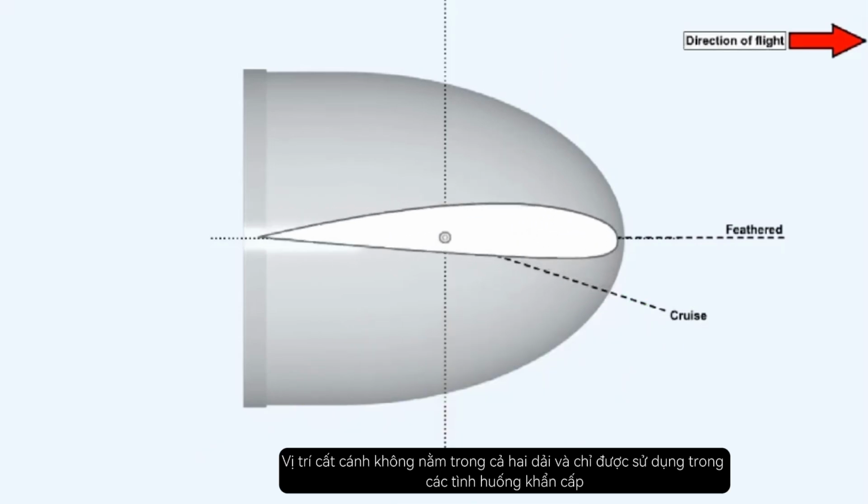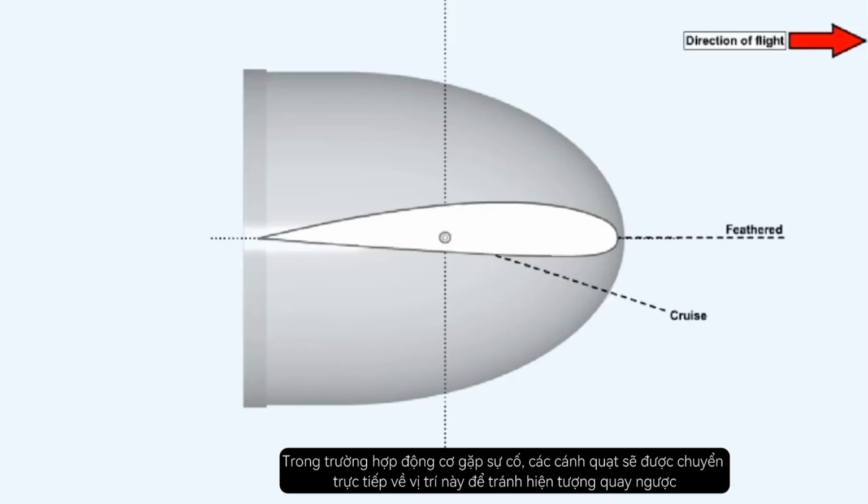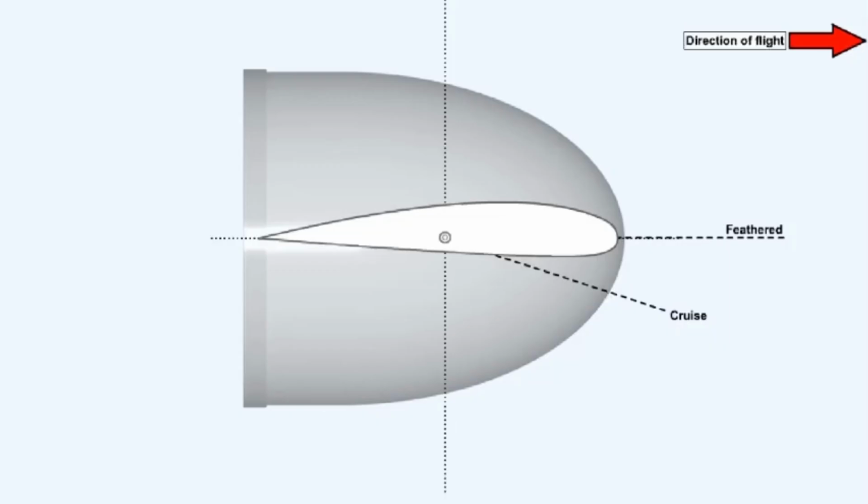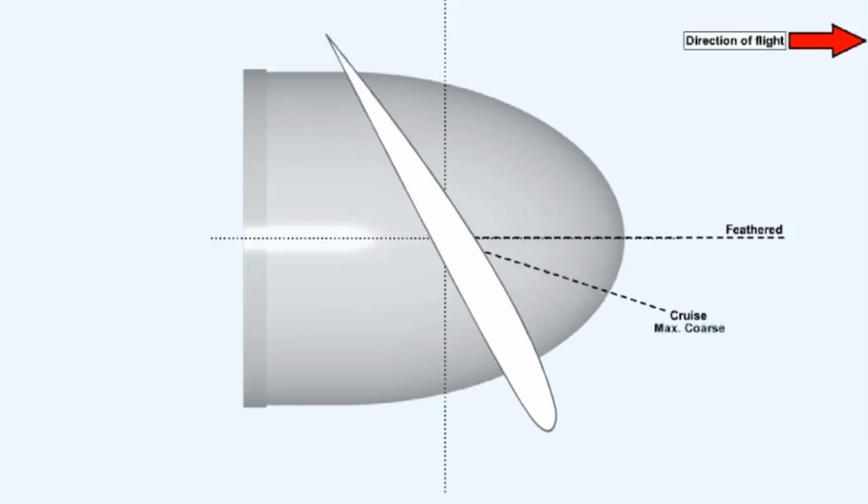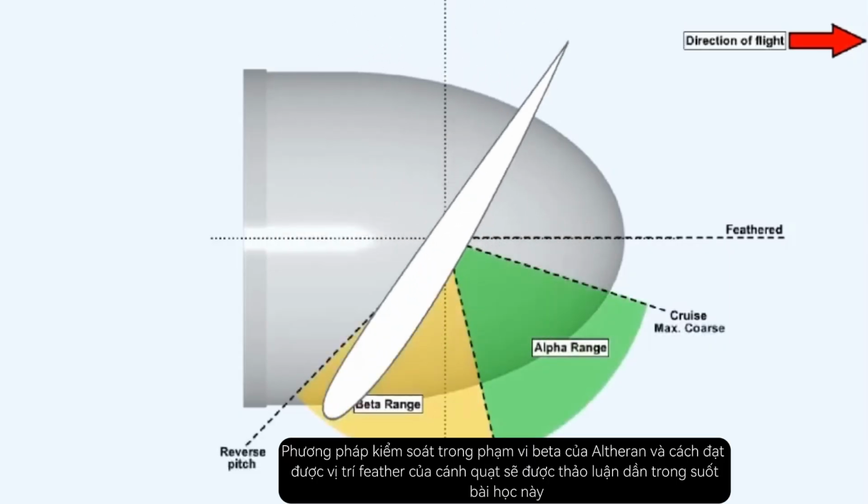The feather position is not included in either range, and is used for emergency conditions only. In the event of engine failure, the propeller blades will be moved directly to this position to prevent windmilling. There are no pitch angles available between max coarse and feather. The method of control within the alpha and beta ranges, and the means of achieving the propeller feather position, will be discussed progressively throughout this lesson.